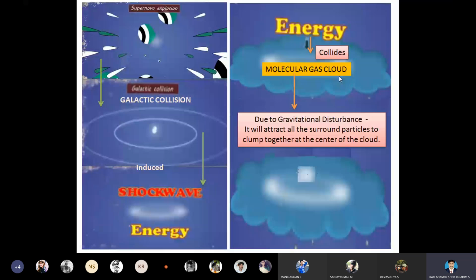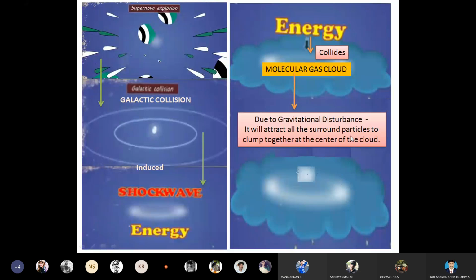Due to the gravitational disturbance, and we know that the gravitational force is the major part in the formation of the star, what happens? It will attract all the surrounding particles to clump together at the center of the cloud. The center of the cloud seems to be hotter with a huge mass.